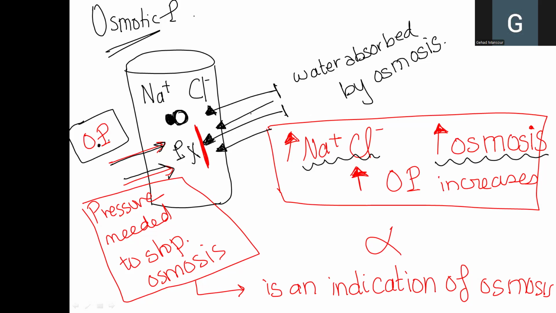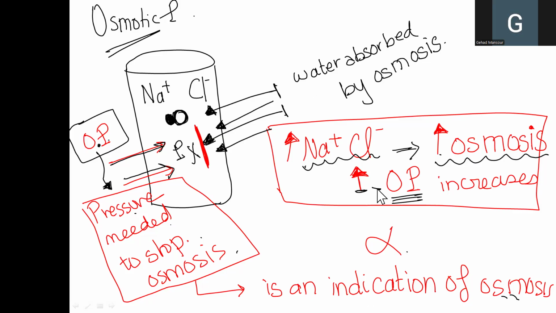And needless to say that the more sodium chloride you have, the more water enters by osmosis, and the more pressure is needed to stop osmosis, which we call the osmotic pressure. The definition of osmotic pressure is the pressure needed to stop osmosis. It is directly proportional to osmosis. If osmosis increases, the osmotic pressure increases, and therefore the osmotic pressure is an indication of osmosis.